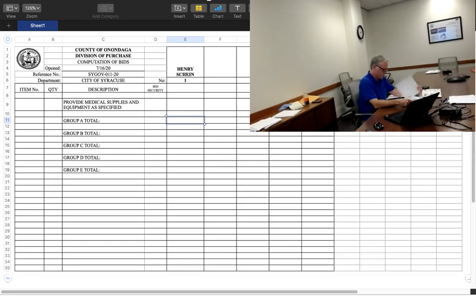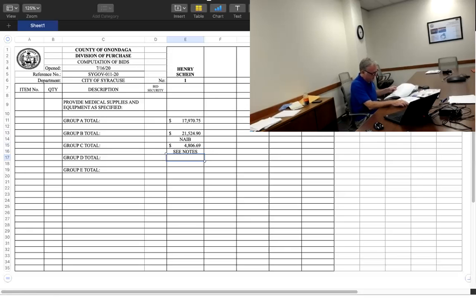Group A, total price is $17,970.75. Group B, there's some no bids in here, so see note. Group B is $21,524.90. Group C, a lot of notes, so see notes. Group C is $4,806.69.